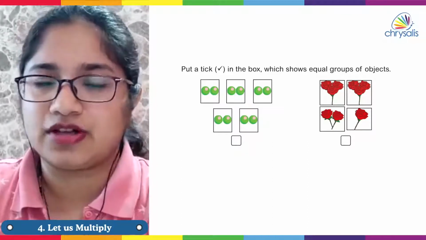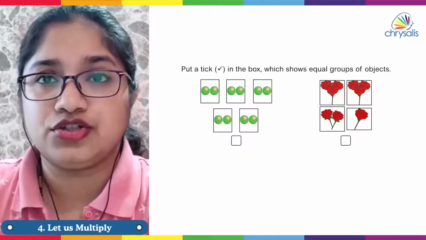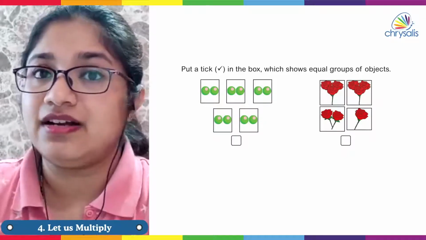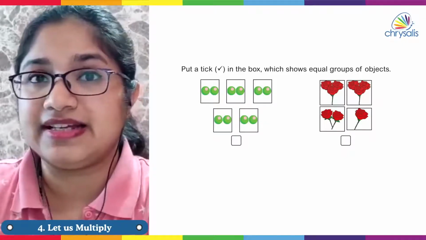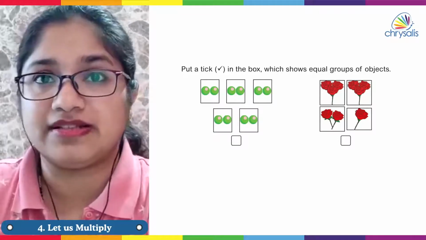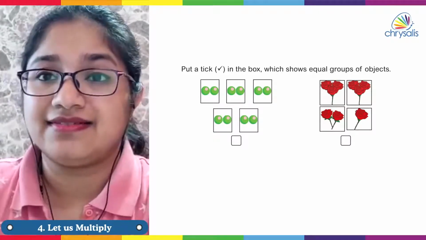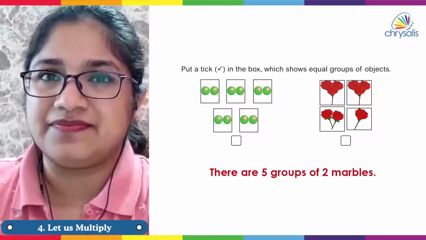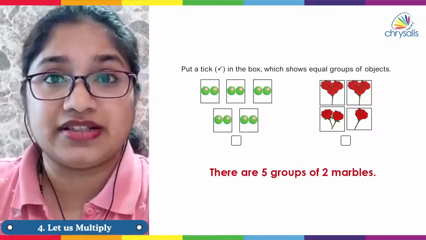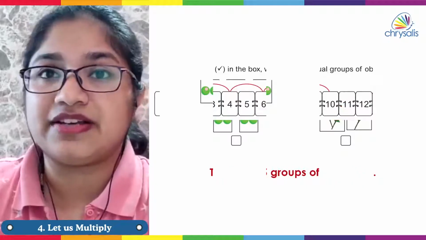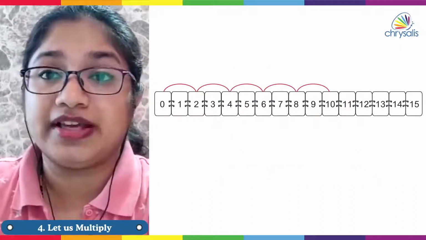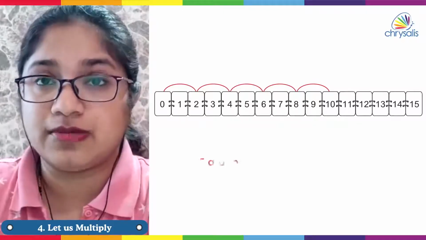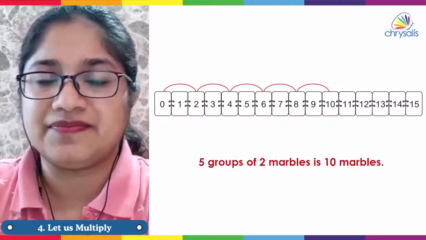Now let's count the boxes. 1, 2, 3, 4, 5. There are 5 boxes of marbles and each box contains 2 marbles. There are 5 groups of 2 marbles. There is another way to do this. By skip counting 5 times in 2s, we can get the total number of marbles. 5 groups of 2 marbles is 10 marbles.